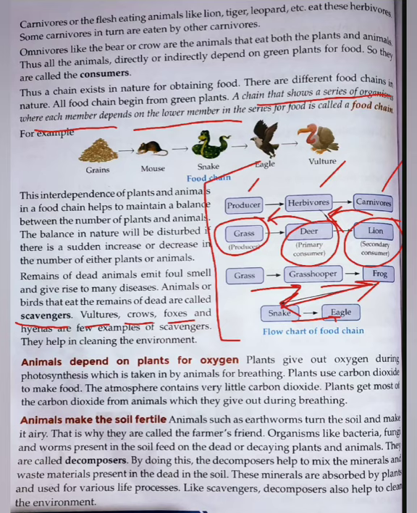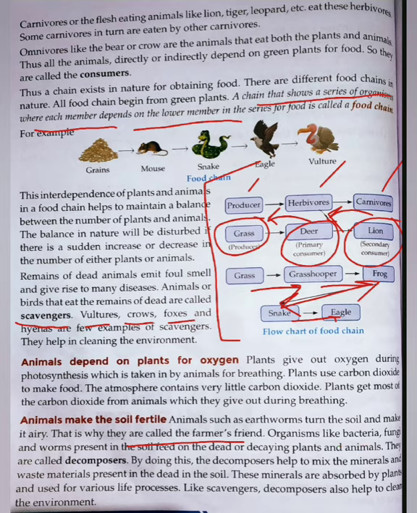Next, animals make the soil fertile. Yes, it's very important. We already know that earthworms are the farmers' friend. So this earthworm turns the soil and makes it airy. So that's why they are called the farmers' friend. Even other organisms like bacteria, fungi, and worms present in the soil feed on dead and decaying plants and animals. So that's why they are called decomposers.